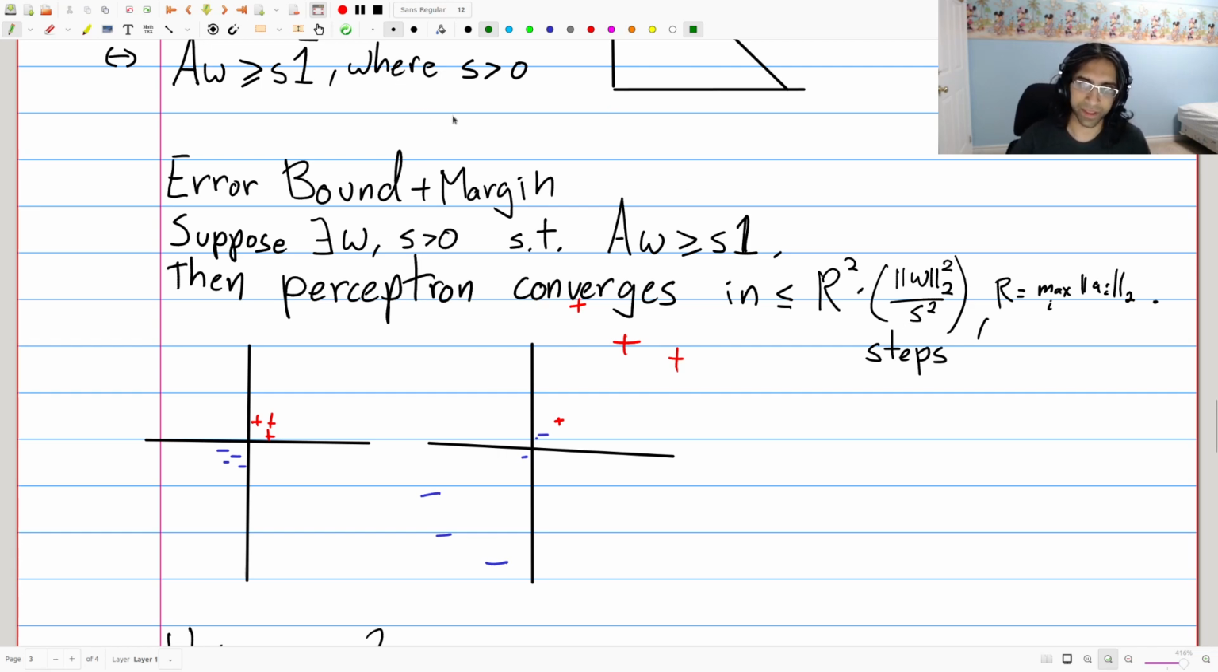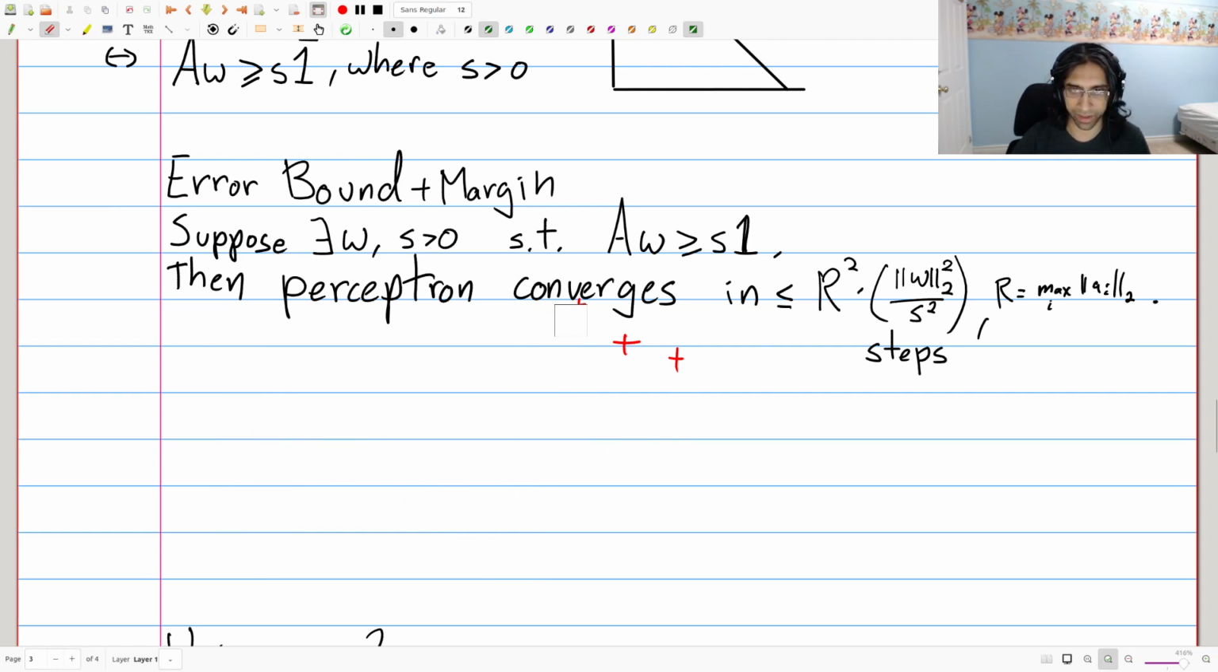Now, this is kind of weird, right? Because how do these come into it at all? But let me show you how we can optimize over this type of bound. What do I mean by optimize over this type of bound? Let's see what the theorem says. It says that if there's a W and an S like this, then perceptron will converge. However, there's not just one W and S that satisfies this.